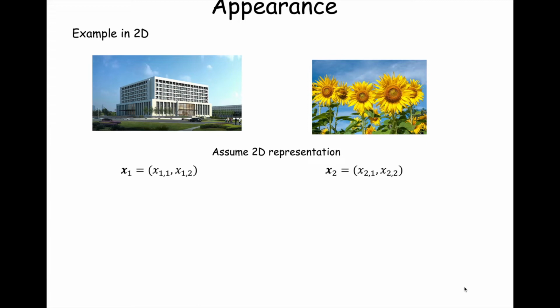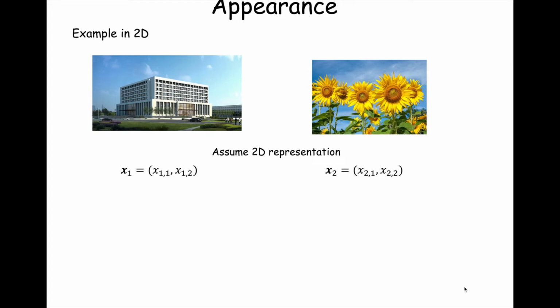We just have the first feature here, x11, of that first image, and the first image is going to be represented in two dimensions as a two vector, and that's going to be the building. So x1 vector is going to be the building, and x2 vector is going to be a representation in two dimensions of the sunflowers. And so we have the first feature for the building, and then we have the second feature, x12, for the building. Likewise, we have the first feature for the sunflowers, x21, and we have the second feature for the sunflowers, x22.